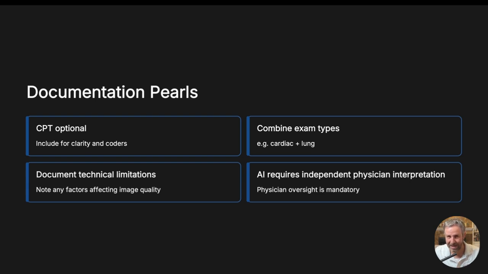A single report can include multiple types that are commonly performed together, for example, cardiac and lung, to simplify reporting. And if you include AI-assisted values or measurements, the independent physician interpretation must be clearly documented.